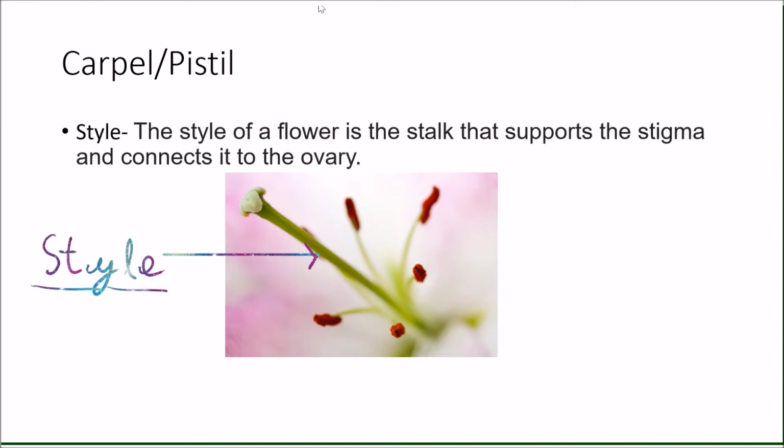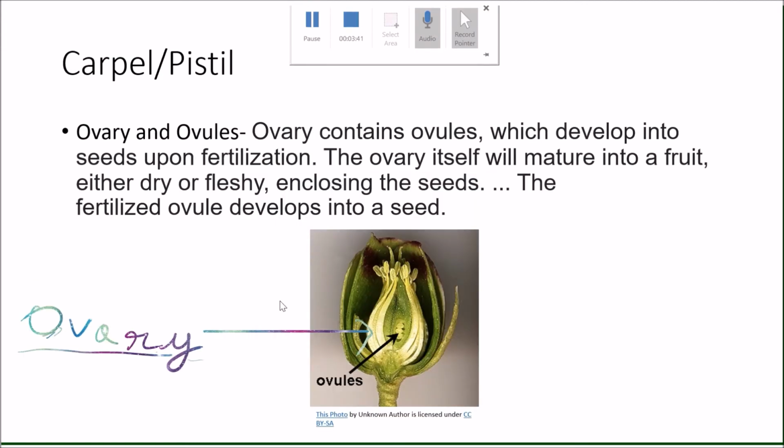Now, the last part of the flower is the ovary and ovules. Ovaries contain ovules which develop into seeds upon fertilization. The ovary itself will mature into a fruit, either dry or fleshy, enclosing the seeds. The fertilized ovule develops into seeds.